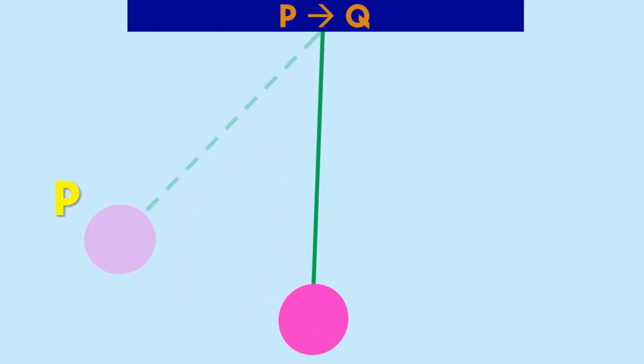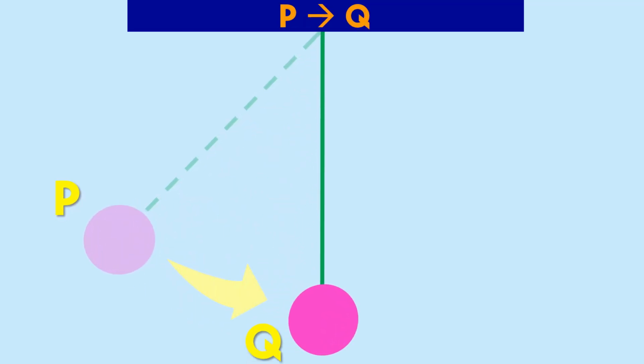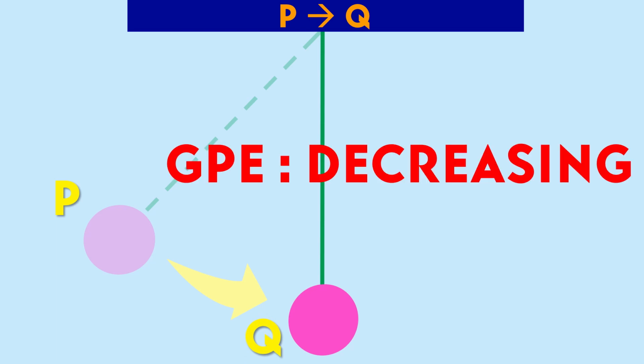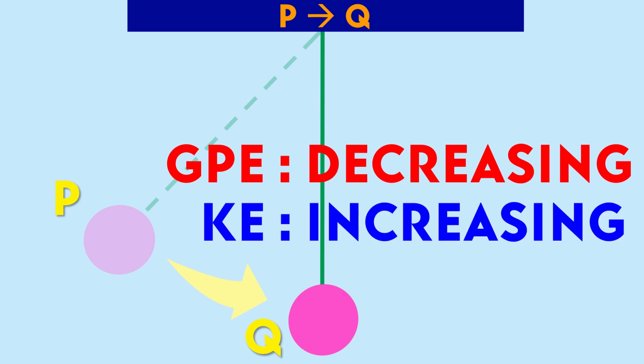As it moves from position P to Q, the gravitational potential energy decreases because the height of the bob is decreasing. Meanwhile, the kinetic energy is increasing because the speed of the bob is increasing.